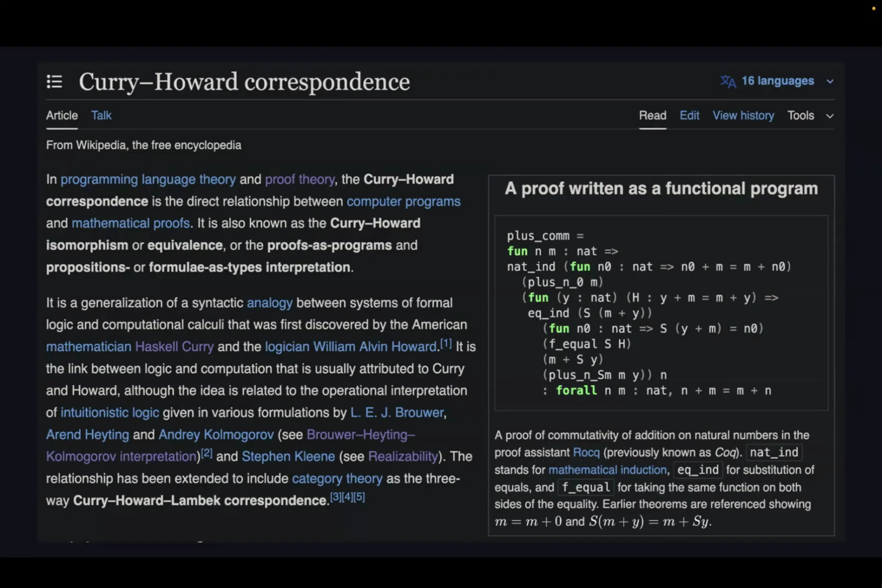So recursion is dual to induction. Functions are dual to implication. Conjunction is dual to a product-like structure in programming, and then sums are dual to an optional structure in programming.